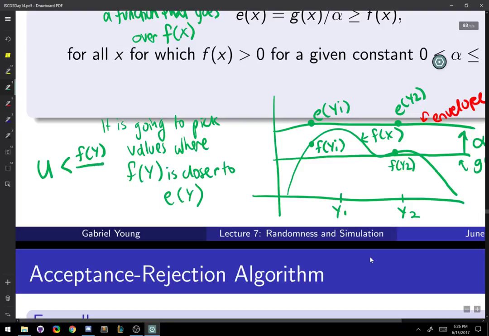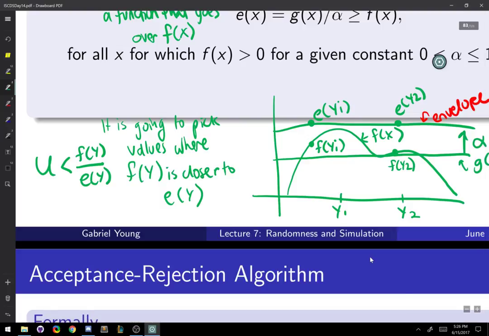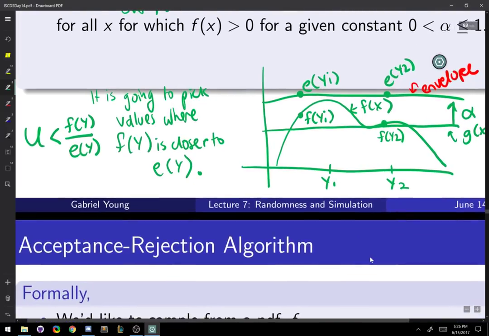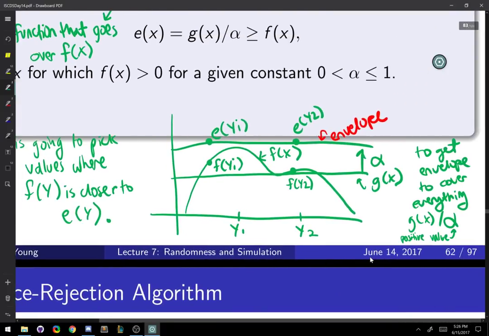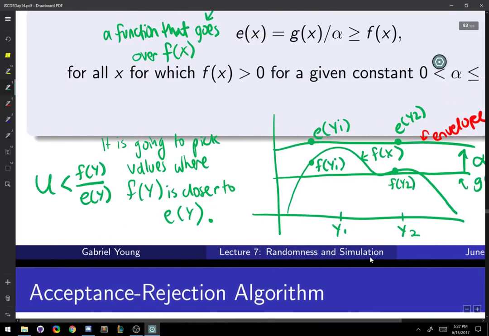Perfect. So we're accepting y if this is true, which is equivalent to saying it's likely to fall under the curve, and it's like it's forcing it to come back to the target. Oh, it's just a strategy to extract the points, the random draws below the curve. Yes, kind of a strategy. Yes.